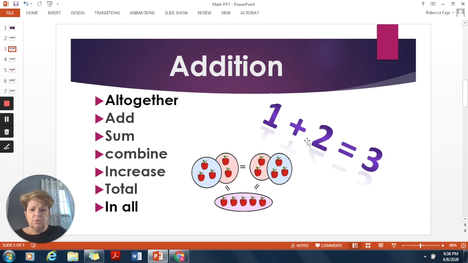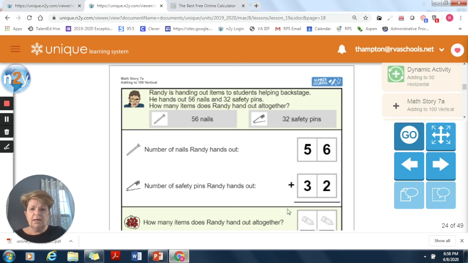Okay, so here is our addition sign. Here's our equal sign. All right, let's go back to our lesson. Randy is handing out items to the students helping backstage. He hands out 56 nails and 32 safety pins. How many items, that means items is just a category word for things. How many items does Randy hand out all together? That's one of our key words.